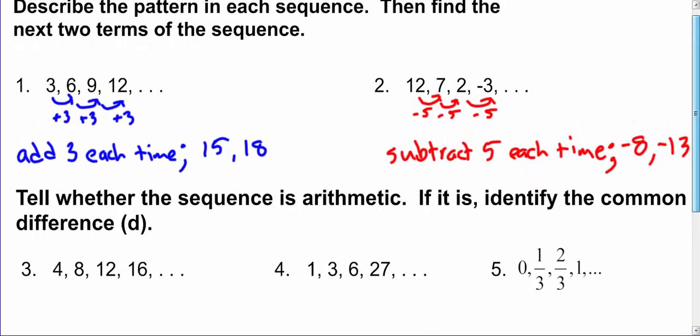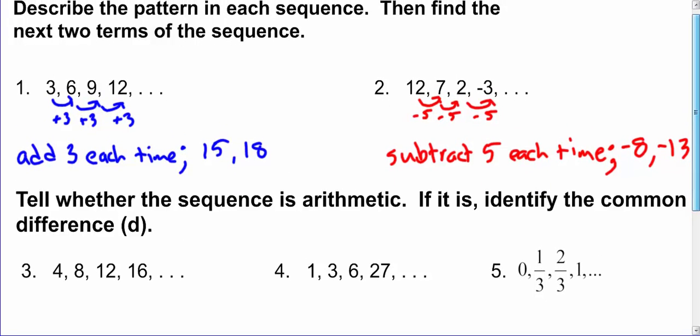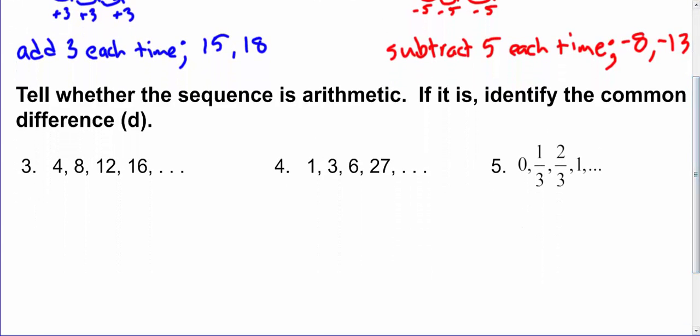Alright, so basically we knew on 1 and 2 that they were arithmetic sequences based on the instructions that were given to us. On 3 through 5, we're trying to find out if they are in fact arithmetic. So we're going to do a very similar thing. We're going to look and see, is the change constant? 4 to 8, 8 to 12, 12 to 16. Absolutely, that's constant. And the common difference, we can just use the letter D to represent that, is 4.